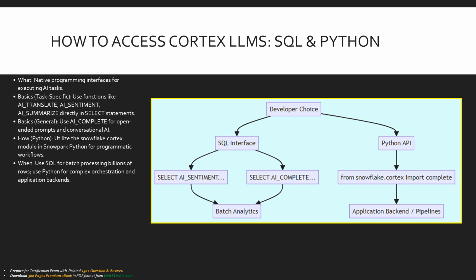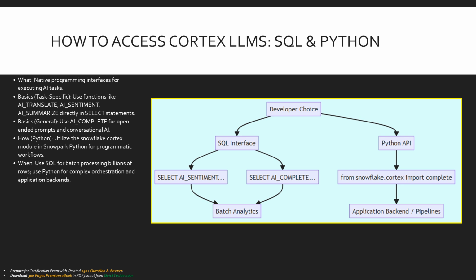Imagine updating millions of rows of customer reviews with sentiment scores using a single SQL command. For more custom, open-ended tasks, you use the AI Complete function, passing in your prompt and your chosen model. But SQL is not the only way. For data scientists and application developers, the Snowflake.Cortex module in Python provides a seamless, programmatic interface. You can wrap these LLM calls inside SnowPark Python data frames, integrating them beautifully into complex data engineering pipelines, CI/CD workflows, and machine learning architectures.